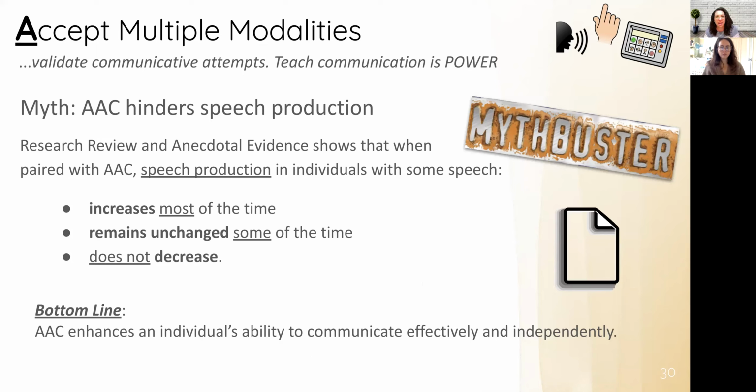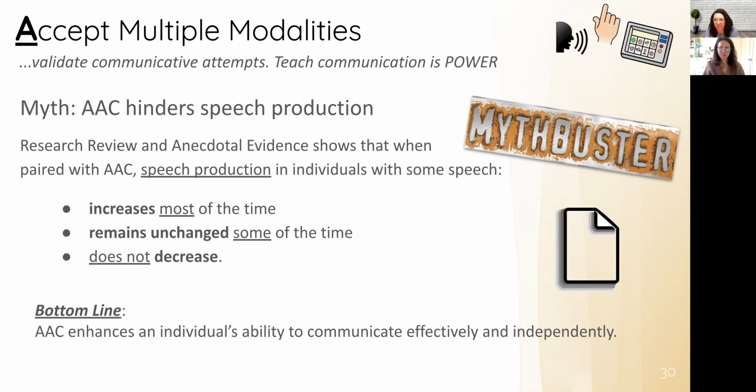One myth is that AAC hinders speech production. This one I know comes up a lot for me. And so I have a set group of research articles and little condensed paragraphs that I carry with me. But we're going to bust this myth.